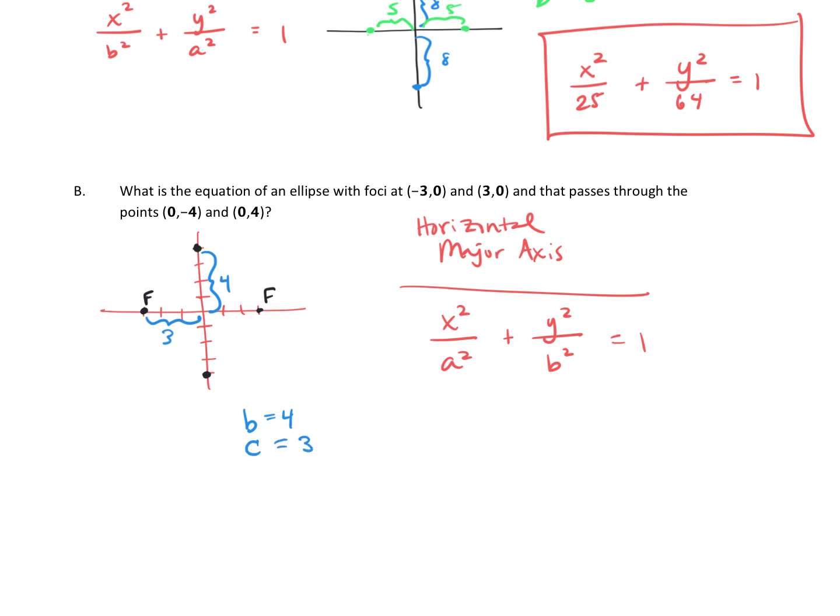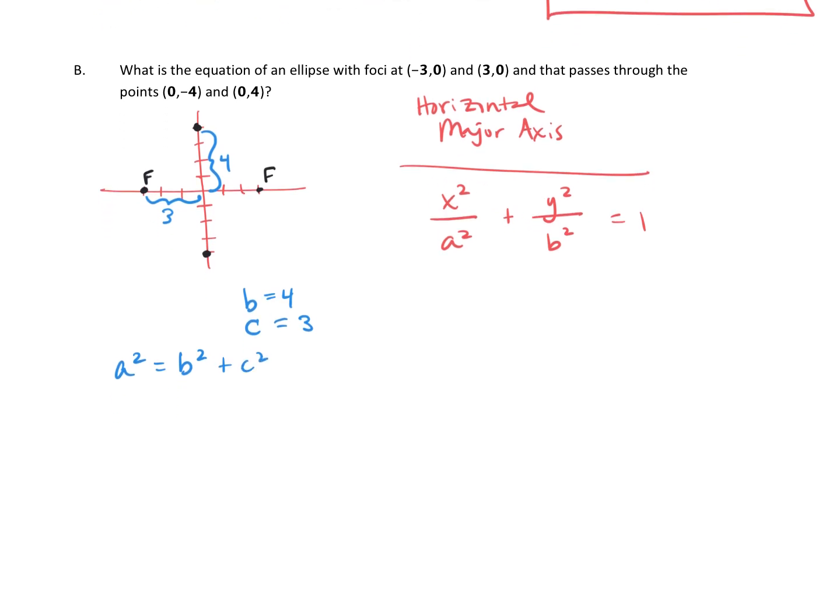The thing we don't have is our a value, but we know how a, b, and c all relate to each other. We've got that a squared equals b squared plus c squared equation. Let's just plug in what we know and solve for what we're missing. We know that b is 4, so 4 squared, plus c is 3, so a squared equals 16 plus 9. A squared equals 25. We could square root both sides to figure out what a is, but all we have to do is write an equation. We just need the a squared and the b squared, so we have enough information right now.